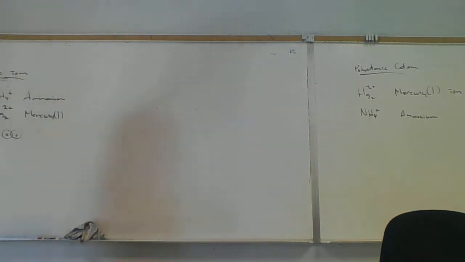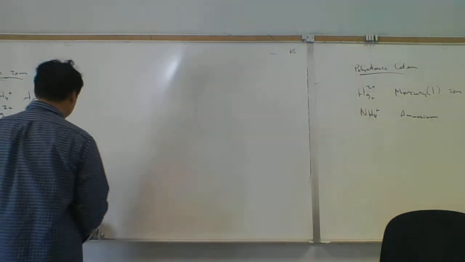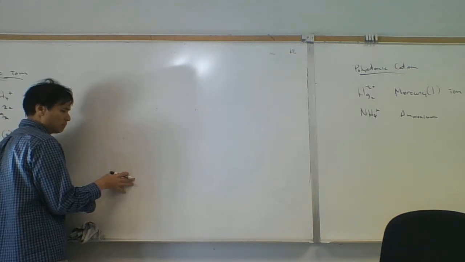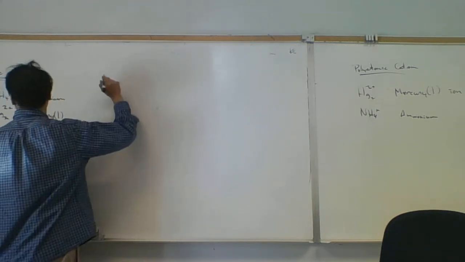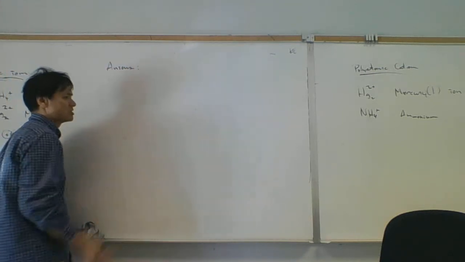And then we have the monatomic cations. Monatomic cations are pretty easy. It's either fixed charge or variable charge, and we don't change the name. We just leave the name as is. And then we have the anions. The anions are a bit more complicated because we have 3 variations of anions.